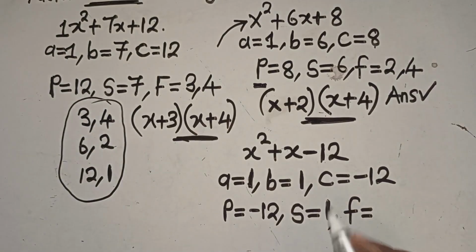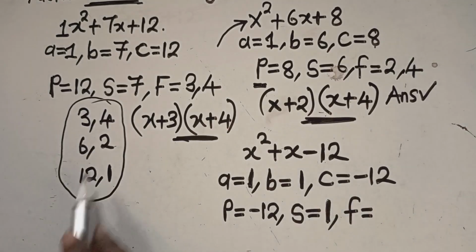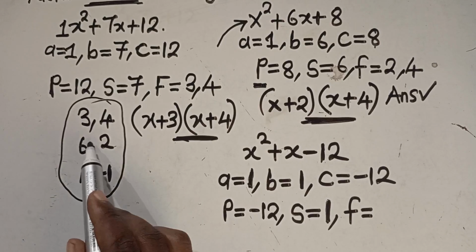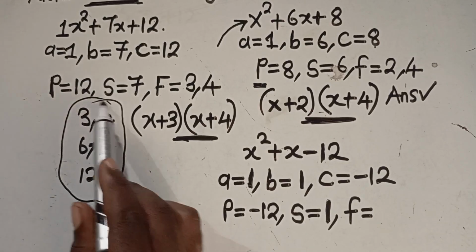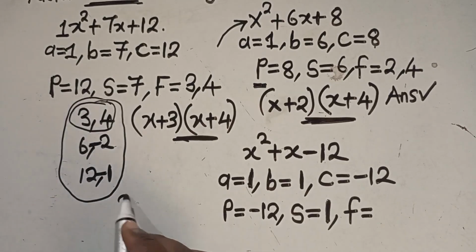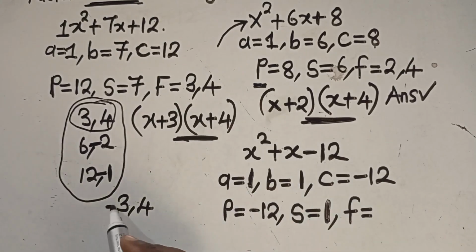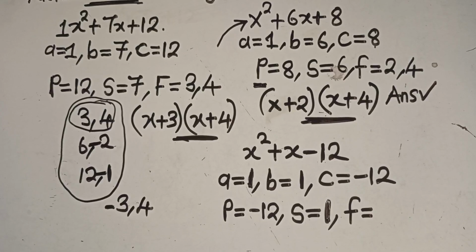Looking at the sum now. The sum is 1. So which two numbers here can you use to get 1? The difference is too big, so even if you change signs here, you can't get 1. Even here, the difference is too big. So it is just these two, 3 and 4. Which one is going to be negative so that I get positive 1? The negative should be attached to the 3.